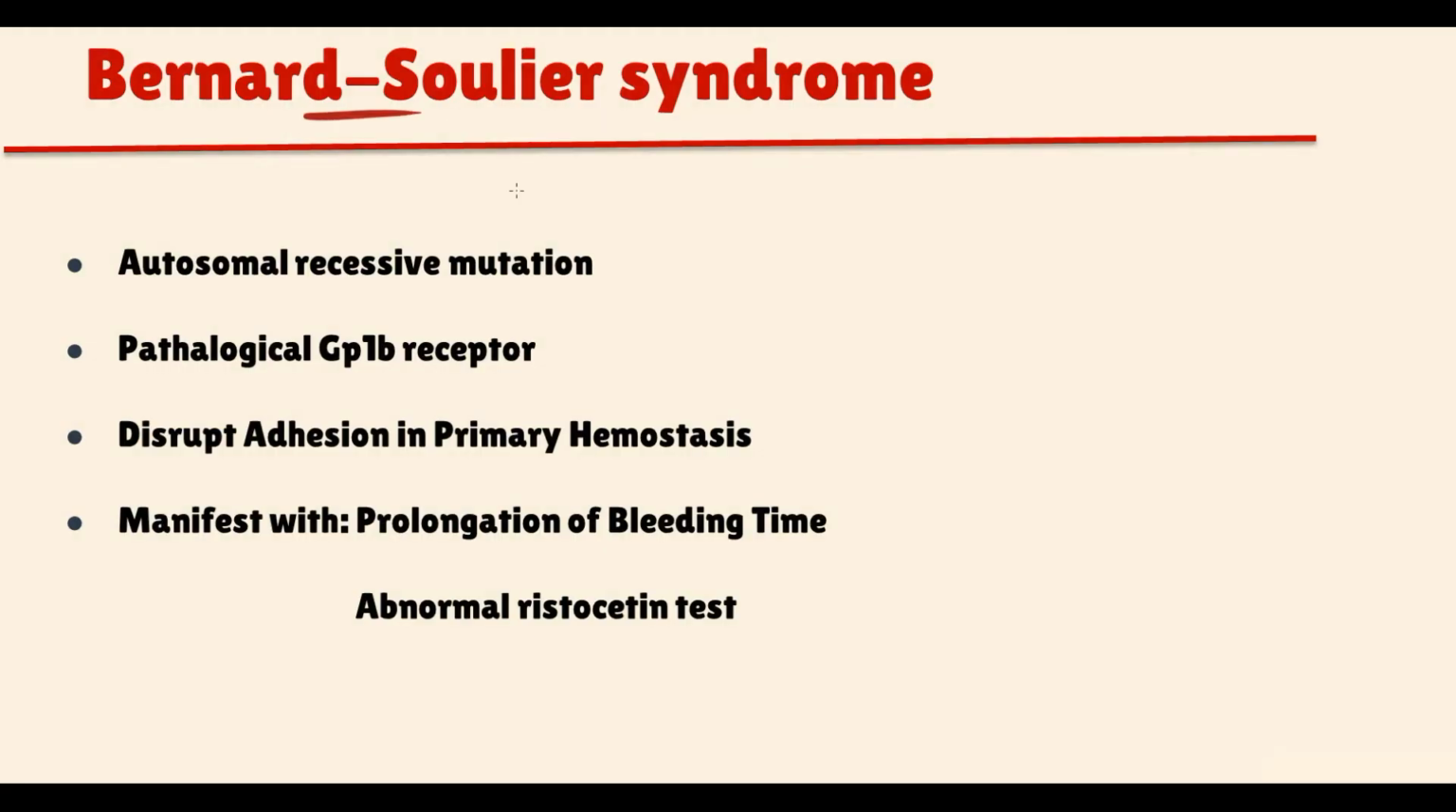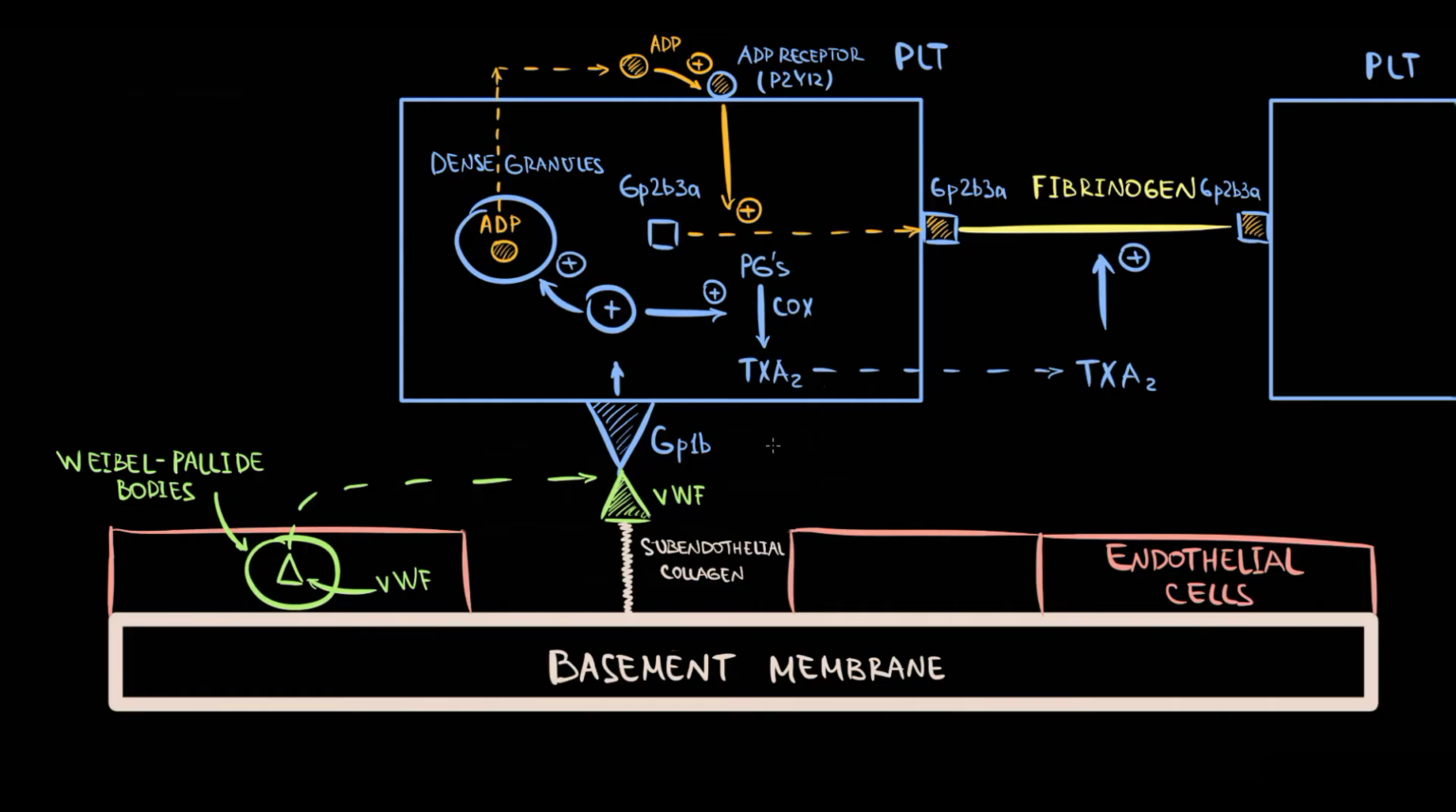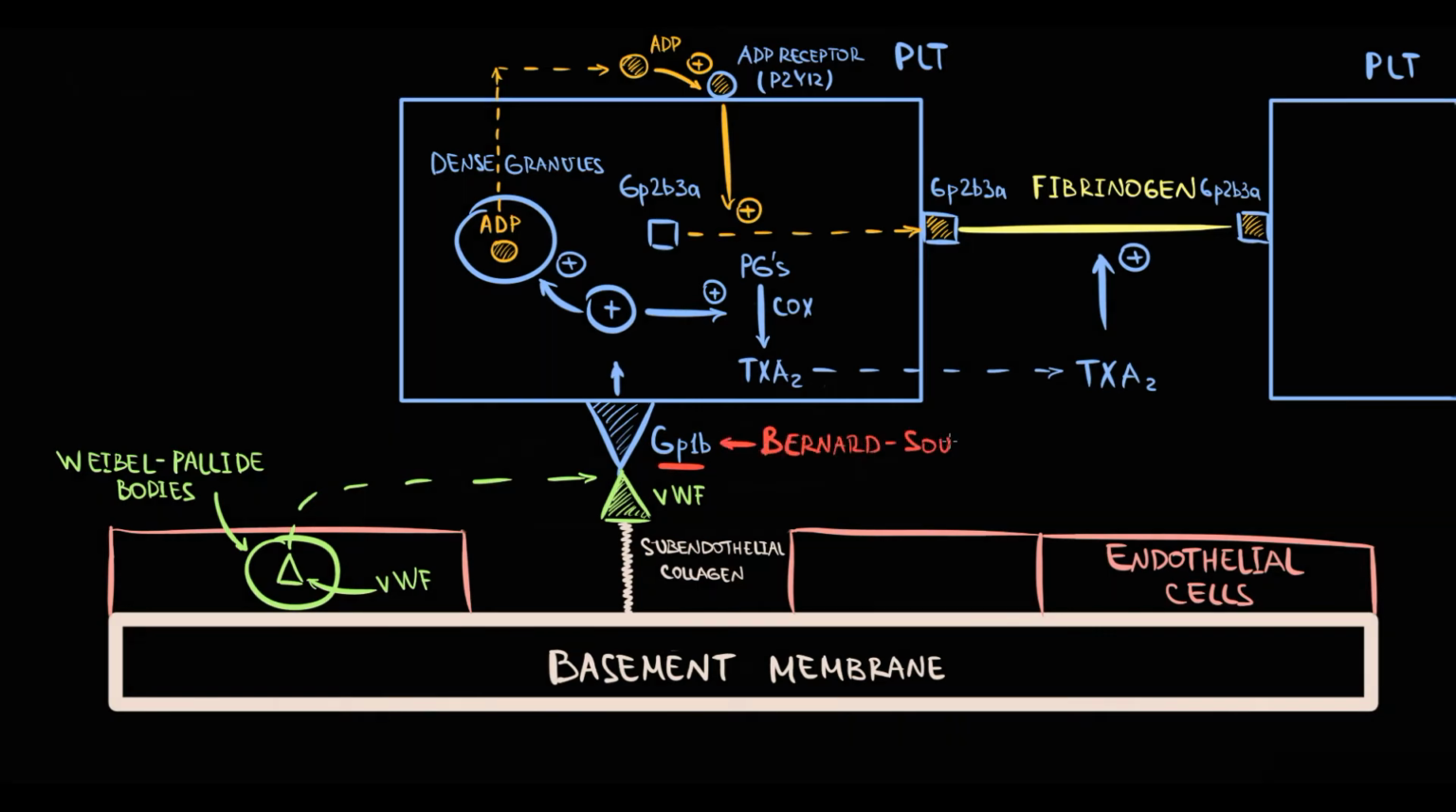Bernard-Soulier syndrome is a condition when due to autosomal recessive mutation, the GP1B receptor on a platelet surface becomes broken. As a result, adhesion becomes impossible, and thereby primary hemostasis becomes disrupted. So, as we see, after von Willebrand factor binds to subendothelial collagen, the platelet has to bind to von Willebrand factor by the GP1B receptor. But in Bernard-Soulier syndrome, the GP1B receptor is broken, thereby the platelet cannot bind to the site of injury.